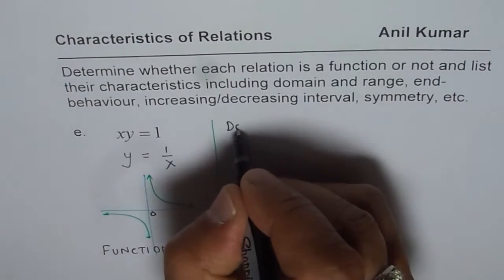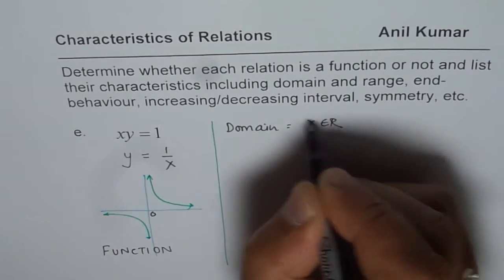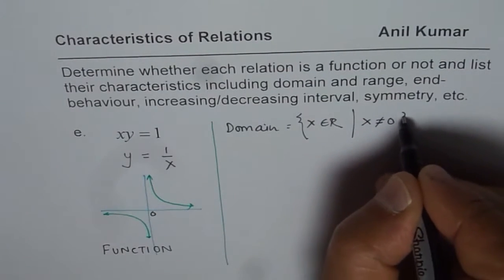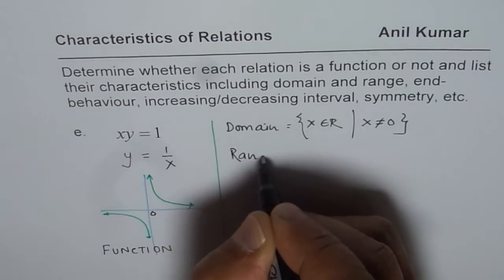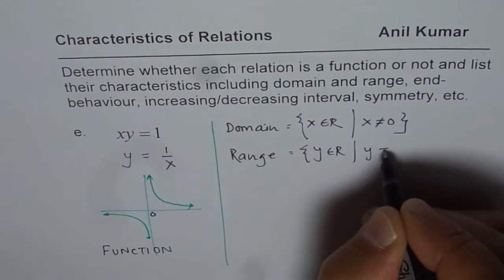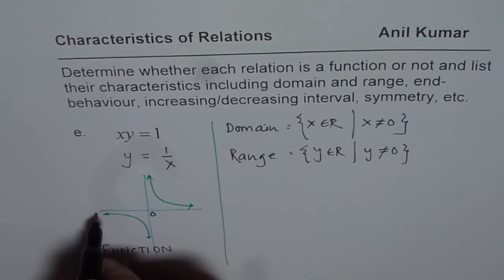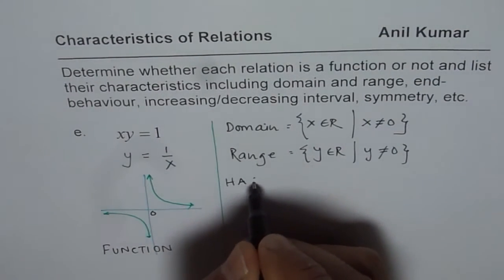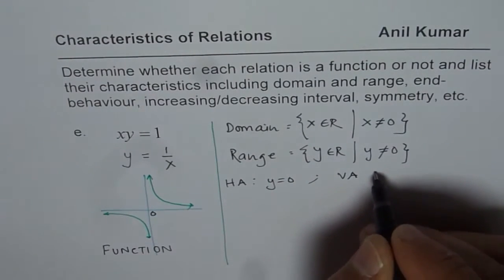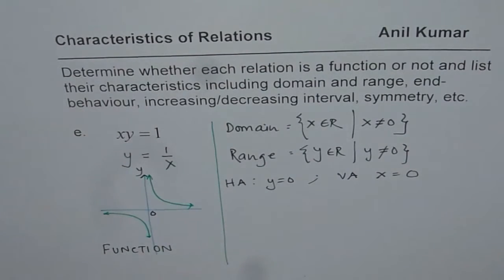Now starting with domain, we know domain for the function is x belongs to real numbers where x is not equal to 0. As far as range is concerned, y belongs to real numbers. y is also not equal to 0. As you can see, y is not equal to 0. So we have a horizontal asymptote which is y equals 0, and we also have a vertical asymptote which is x equals 0. So that is the vertical asymptote, the y-axis.